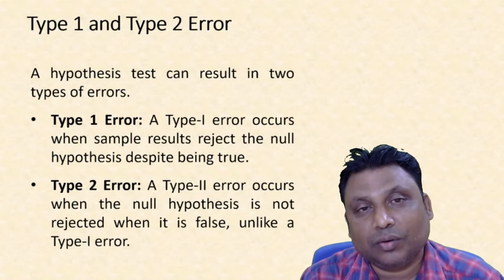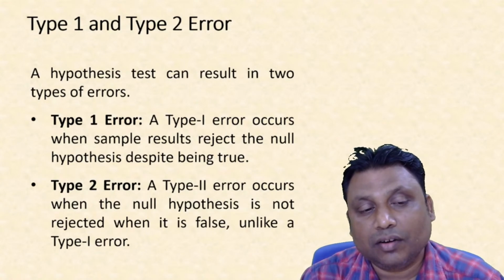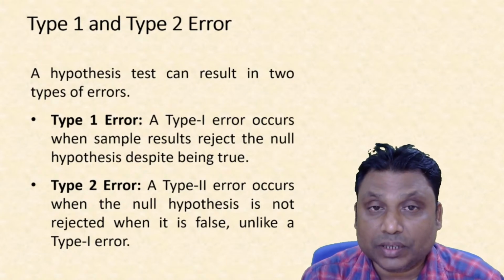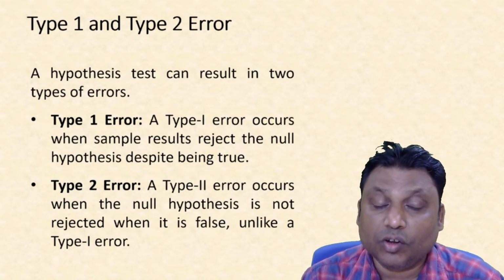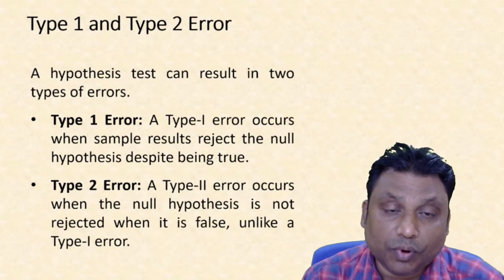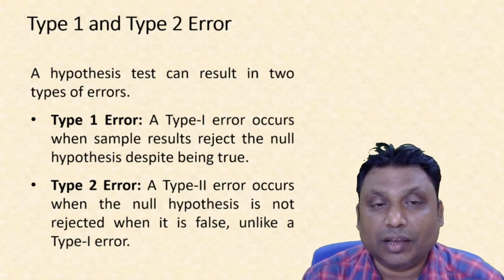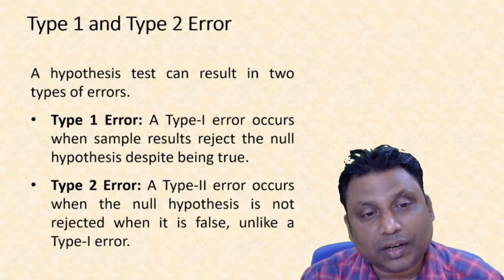after that we have to calculate what the type 1 error and type 2 error are. This is very, very important. Your null hypothesis, alternative hypothesis, and your hypothesis testing depend fully on your type 1 error and your type 2 error. So what is type 1 error?